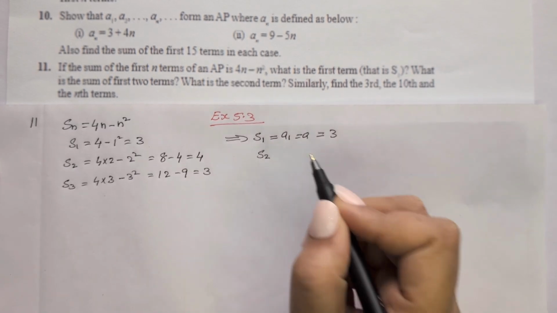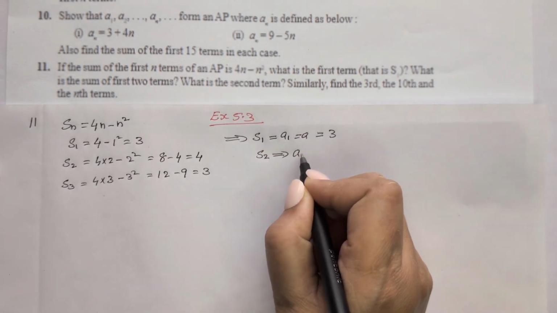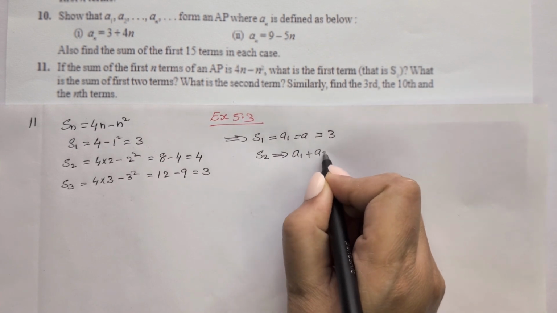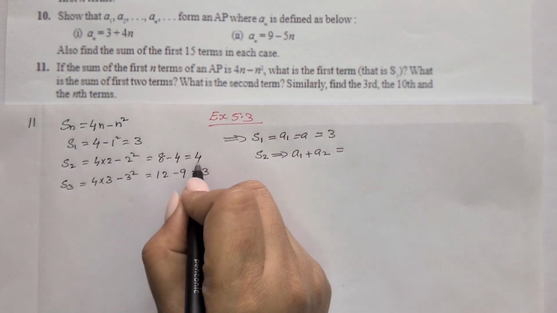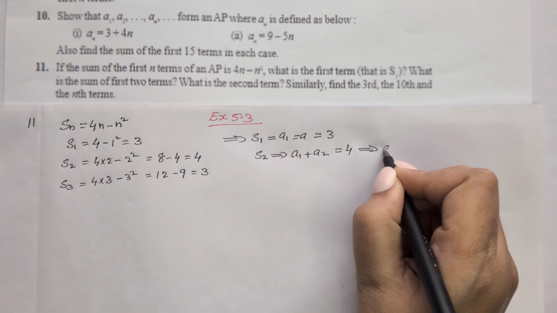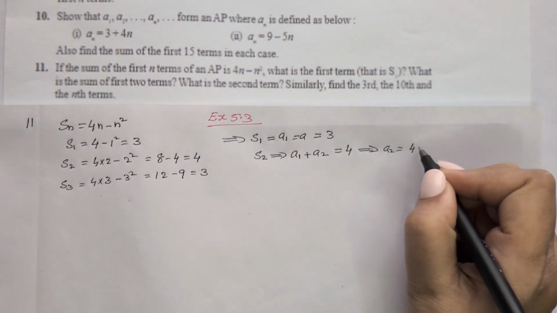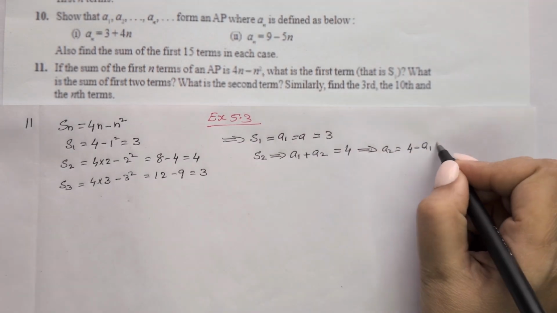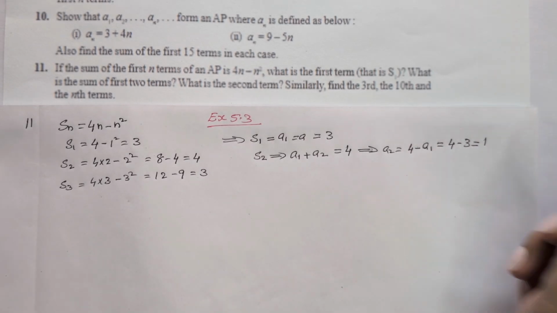First term plus second term. From that we can find A2. So S2 means A1 plus A2. Here it says S2 is equal to 4, so A1 plus A2 is equal to 4, which implies A2 is equal to 4 minus A1. A1 we already got, that is 3. So 4 minus 3 is equal to 1.